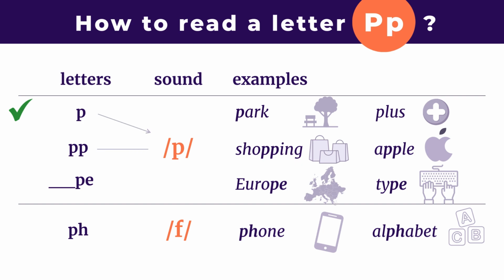P, double P, and final P are p. Examples: park, plus, shopping, apple, Europe, type. But PH is different. It makes a f sound. Phone, alphabet.